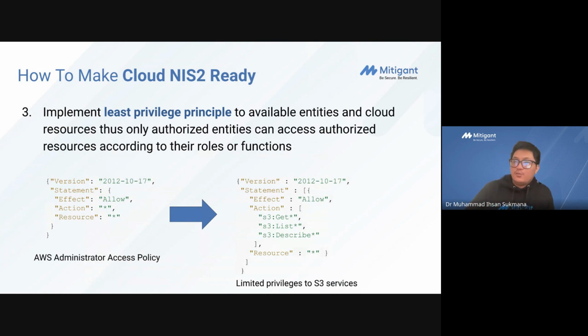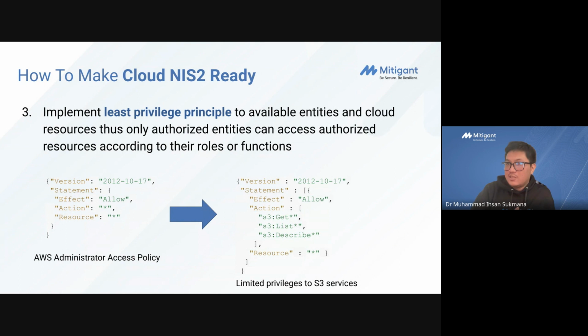So the third one is that we have to implement least privilege principles for available entities and cloud resources. This means that only authorized entities can access the authorized resources according to their roles or functions. You don't want a super user, maybe an administrator who has that power, but not everyone else should have this kind of power, because otherwise an unauthorized user will be able to access the data, or even do a privilege escalation attack, and this could affect badly. This could lead to security breaches and so on, right? So that's the reason why we should implement the least privilege principle.